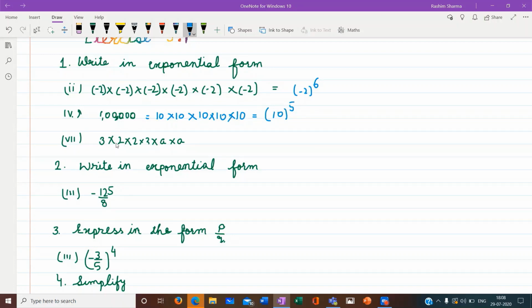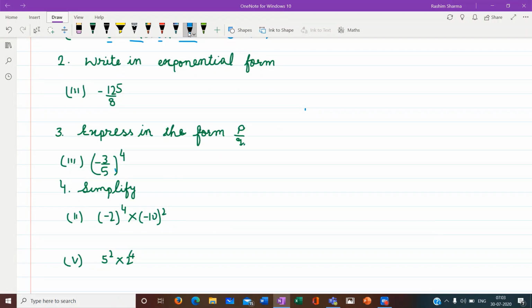Next question is 3 into 2 into 2 into 3 into a into a. Here you can see 3 is present 2 times, 2 is present 2 times and a is present 2 times. So we can write it as 3 raised to power 2 into 2 raised to power 2 into a raised to power 2.